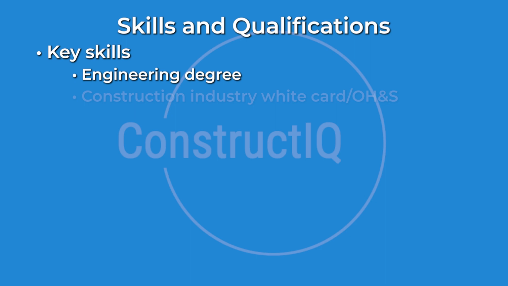You also need typically some sort of safety accreditation. In Australia, we have a construction industry white card, and this is the government's tick of approval that you're safe to be on any sort of construction site. Other countries have different occupational health and safety accreditations.